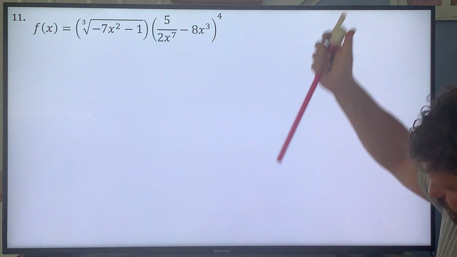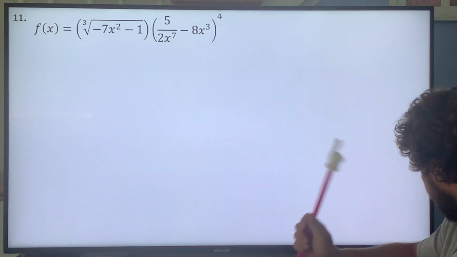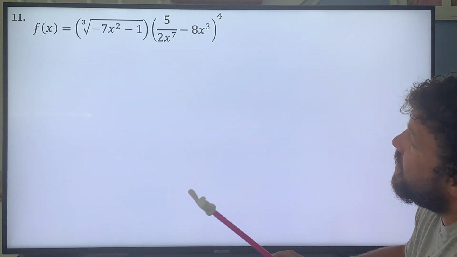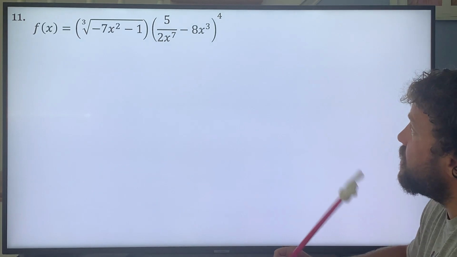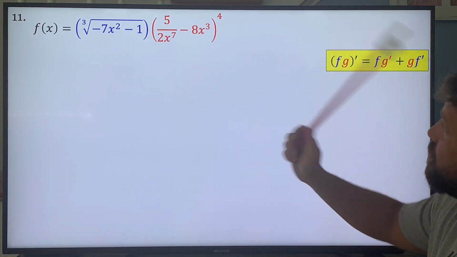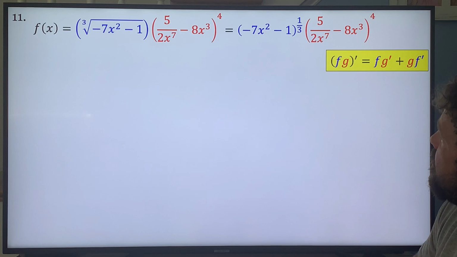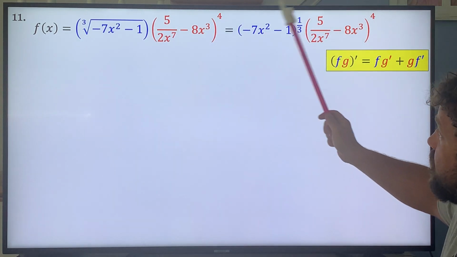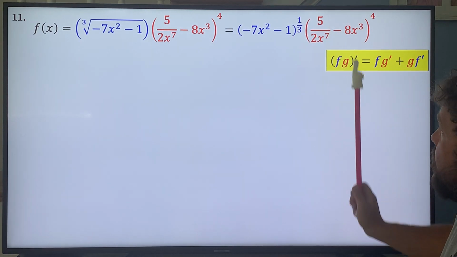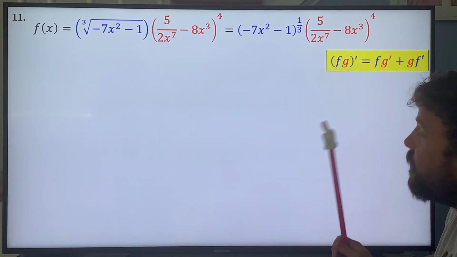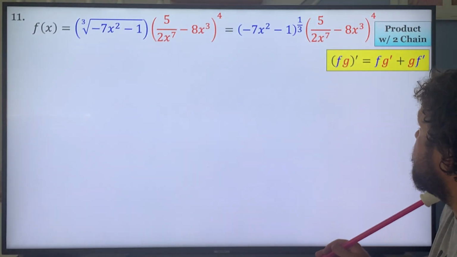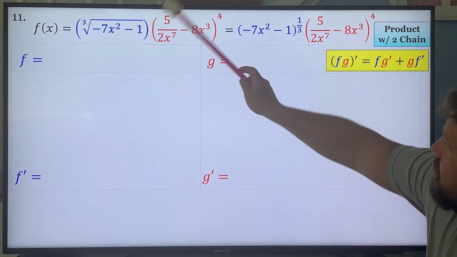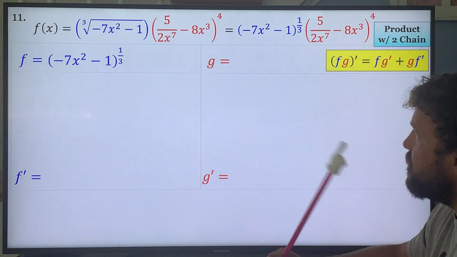All right, number 11. What are we using here? Anyone? We are starting with the product rule. F is negative 7x squared minus 1 to the 1/3 power. The only reason I'm doing 1/3 is you want to just make it exponents here. 5 over 2x to the 7th minus 8x cubed to the 4th power. Product with 2 chains.